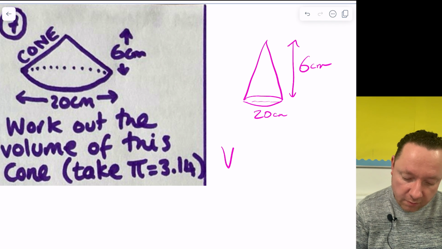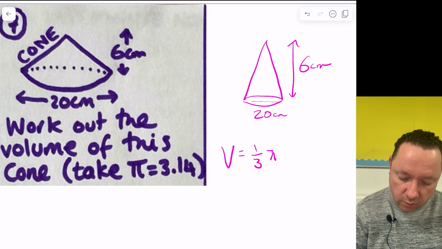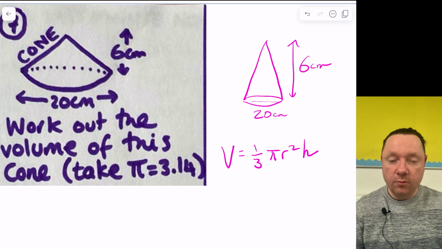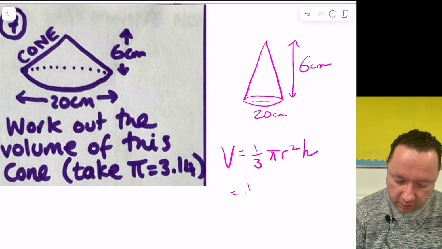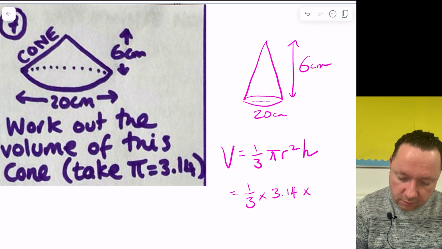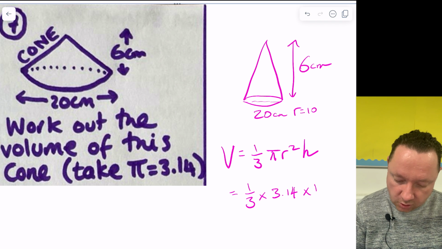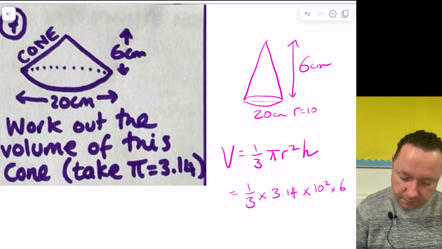Start of the exam paper, V is 1/3 pi r squared h. So we're having to use 3.14, which is quite common to do. So we'll just sub everything in. 1/3 times 3.14 times, well, what's the radius? Well, the radius is 10. 10 squared times 6.